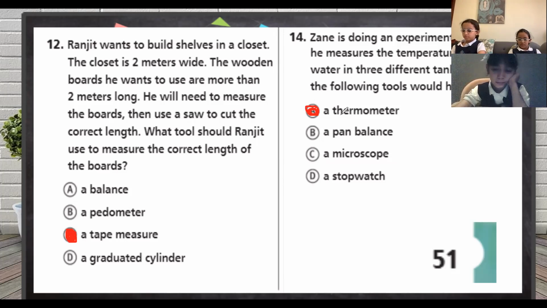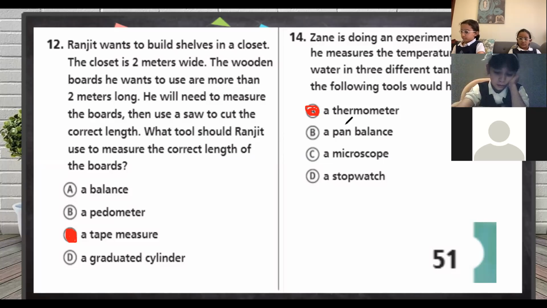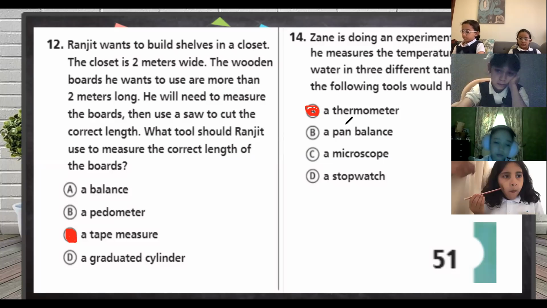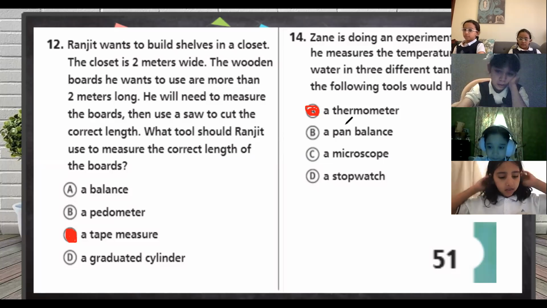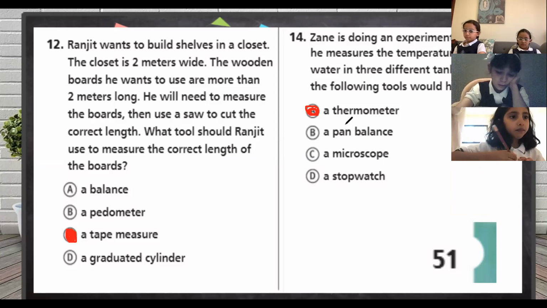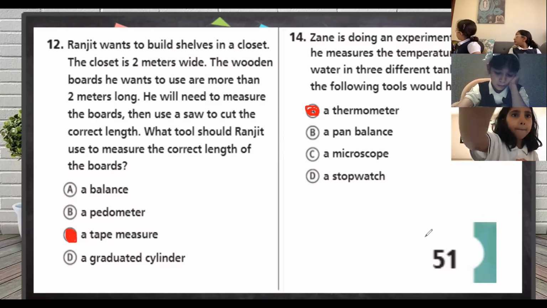Okay. Which of the following tools would he use? But he wants to measure what? Water in the different tanks. Which of the following tools would he use? He will use a thermometer because he wants to see if the water is cold or hot. Excellent. He wants to know if it's cold or hot. Thank you, my dear.